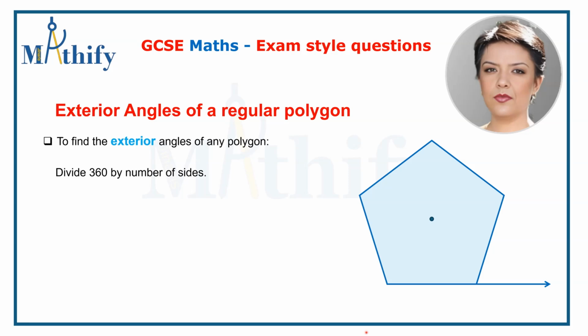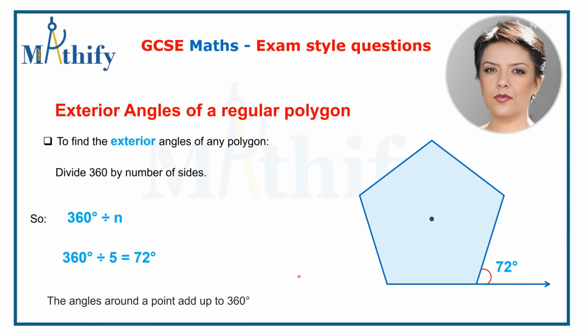We know that this shape right here is a pentagon, and a pentagon has 5 sides. So to work out this exterior angle, we need to do 360 divided by n. We know that n is equal to 5. So 360 divided by 5 is equal to 72 degrees. So that is our final answer. So our exterior angle is equal to 72 degrees. Remember, angles around a point add up to 360 degrees.